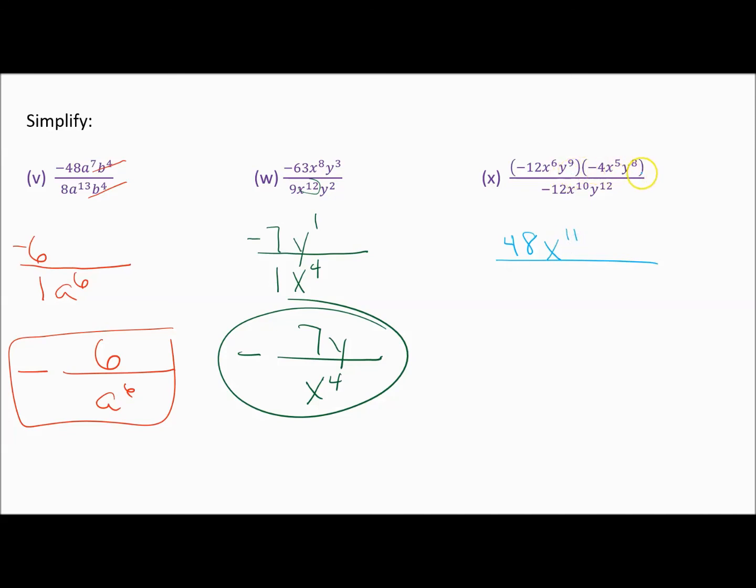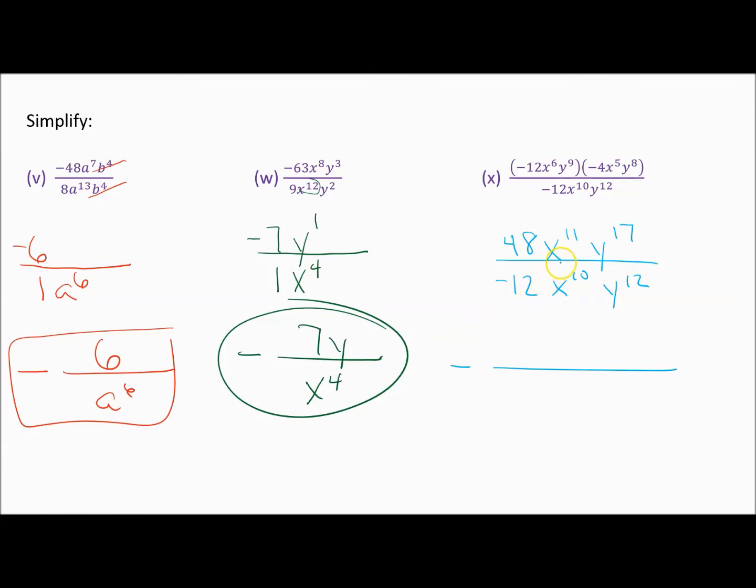Y to the 9th times y to the 8th. It's going to be y to the 17th. I'm again adding. 9 plus 8 is 17. I'm going to recopy what we have in the denominator. That's negative 12, x to the 10th, y to the 12th. Now let's look at this factor by factor. So I'm dividing here because I have a fraction. Positive 48 divided by negative 12. If you think about that, that's overall a negative answer. Let's just put that negative in front. Okay, so again, positive divided by negative is overall negative.